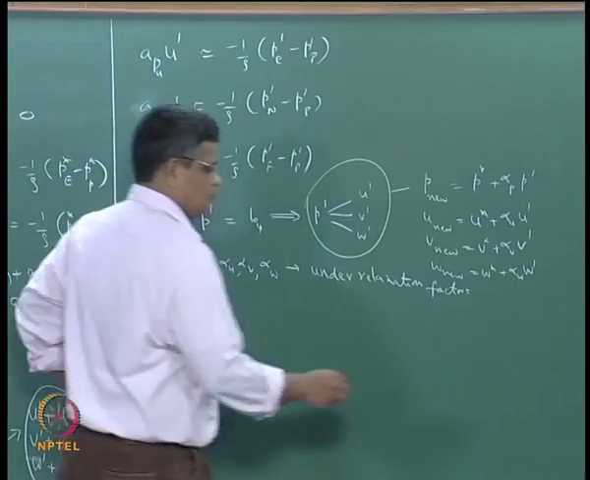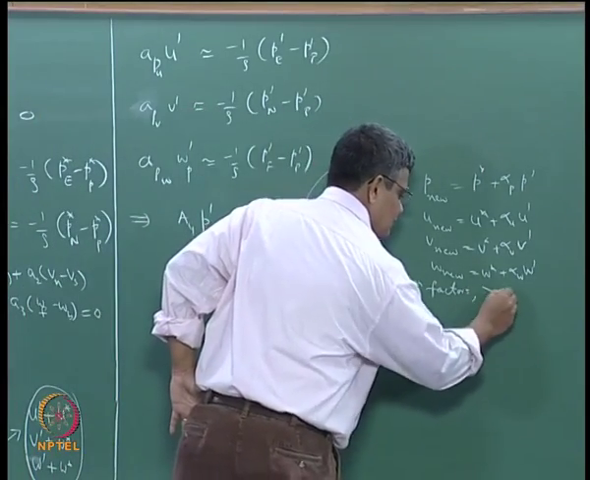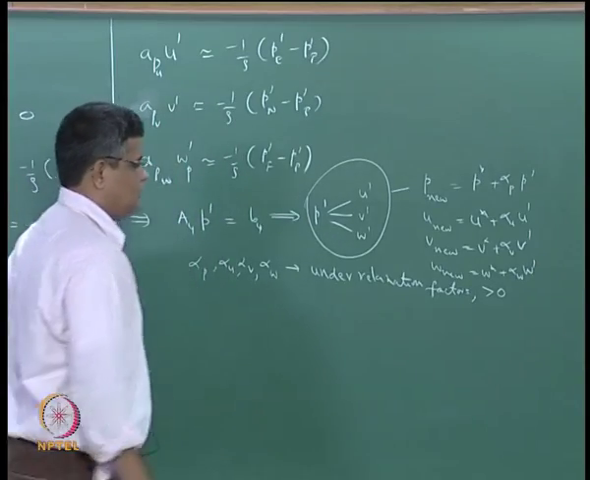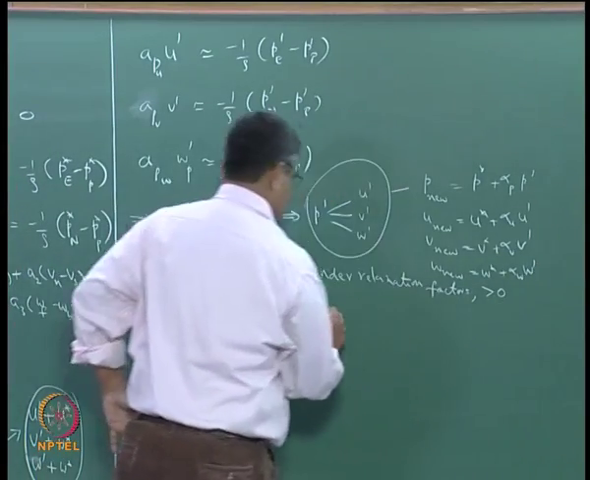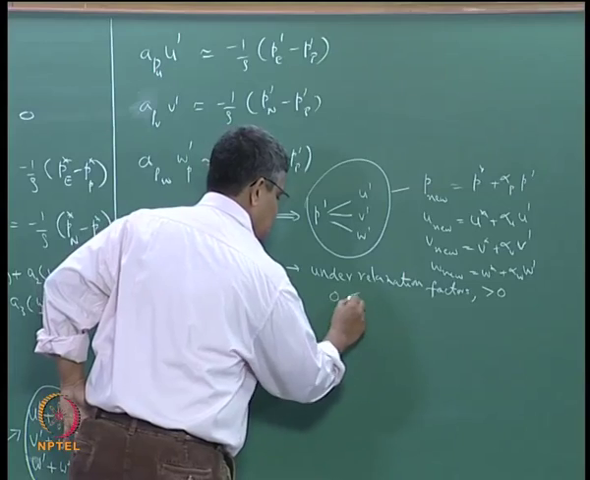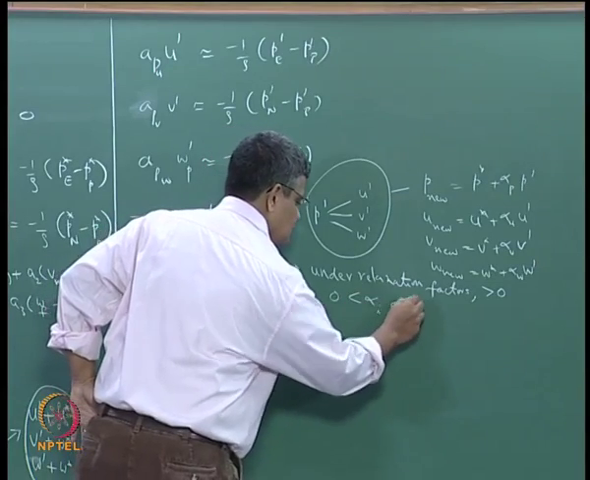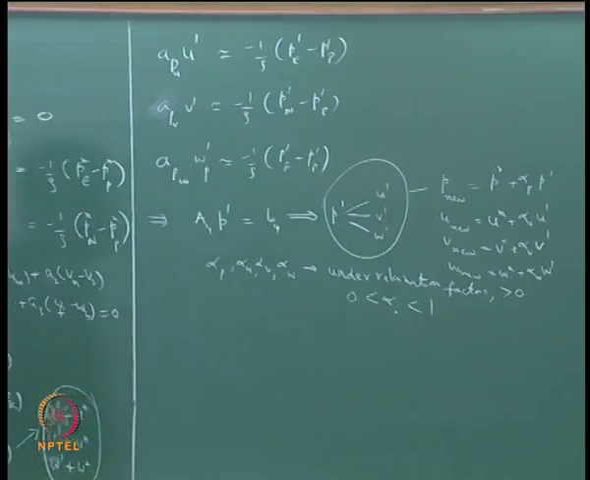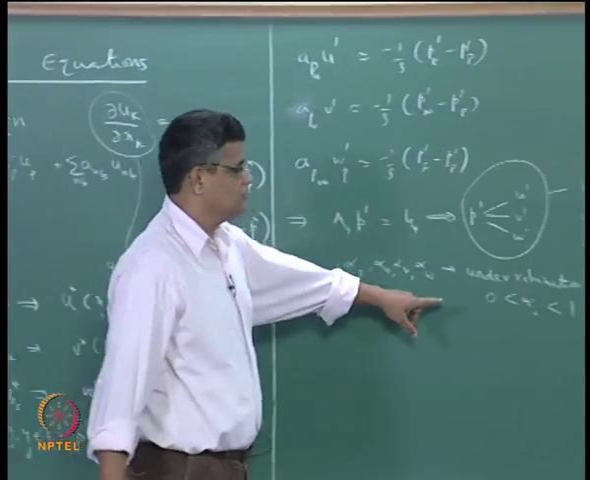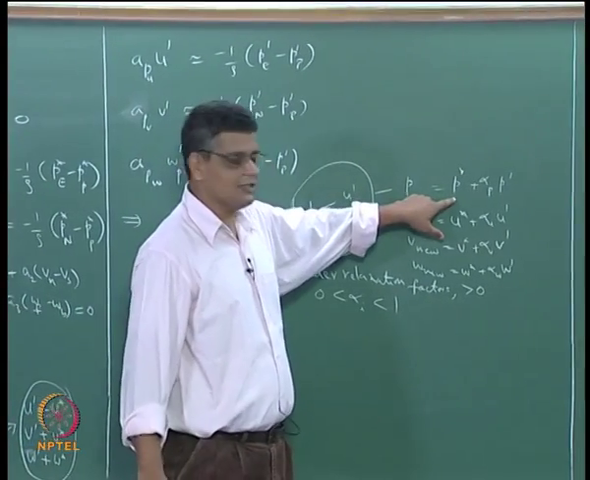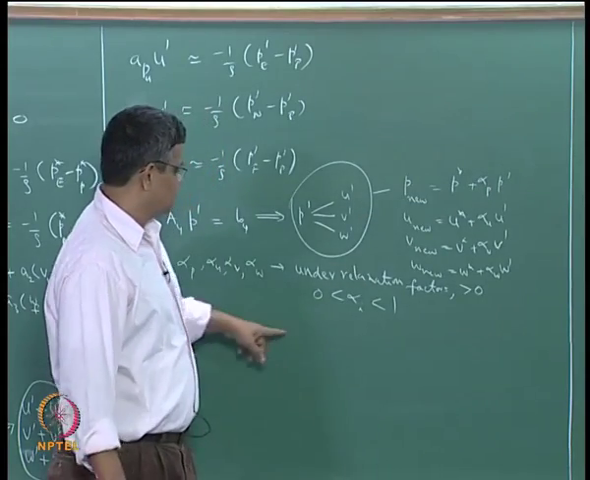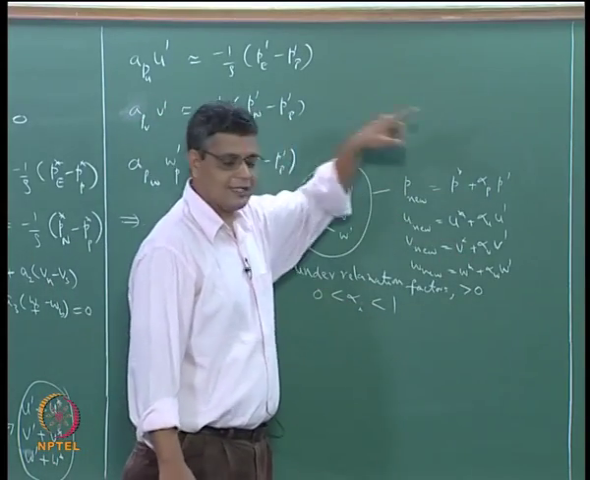They are positive, greater than 0, and they lie between 0 and 1. If you make them 0, then that means that P new is the same as the P old, P star. If you make them 1, we are doing the entire thing.